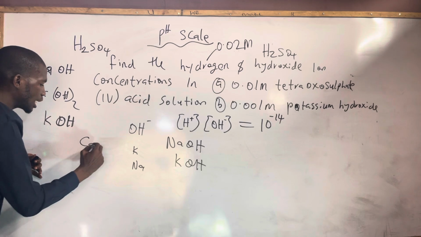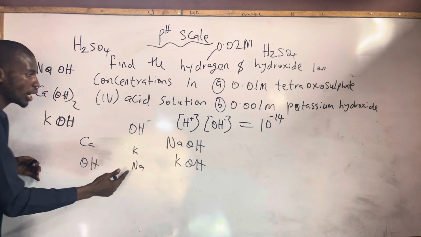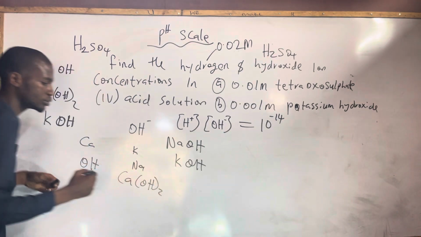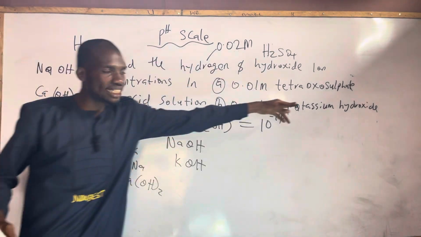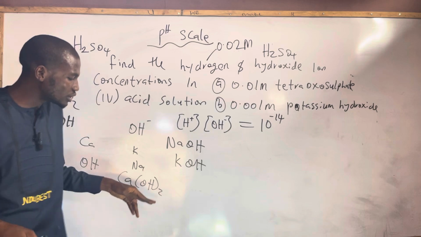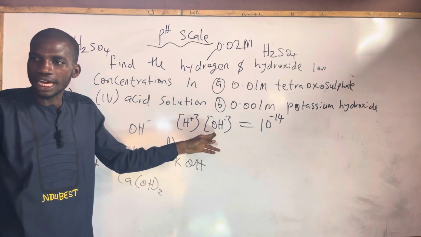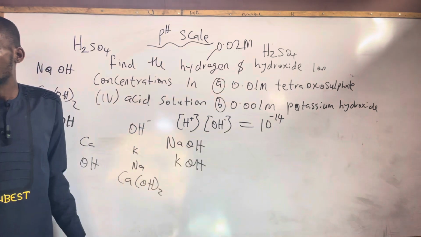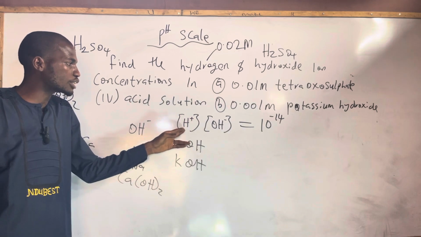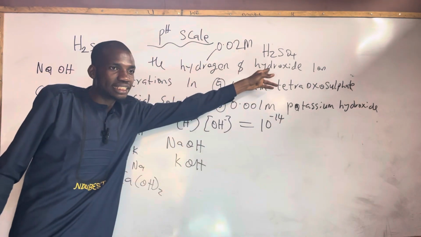But if it is calcium and hydroxide, calcium has 2 and this one has 1. After the exchange, it becomes calcium hydroxide, with 2 hydroxide. So how many hydroxide are inside the calcium hydroxide? Are you not seeing 2 here? So you multiply by 2 to get the total concentration of the hydroxide. Do you understand? You take it as the subject of the formula, because you get both hydrogen and hydroxide ions.